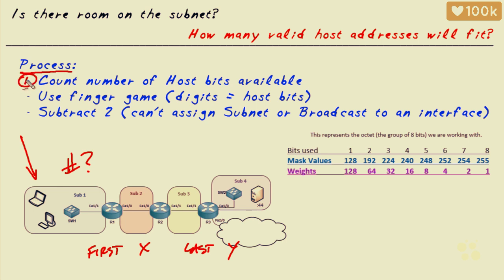Number one, we're going to identify the number of host bits available. So in our topology, let's say we ended up with a /27 mask. And for this question, it doesn't even matter where we started. It's just a matter of where we ended. So we have a /27-bit mask.